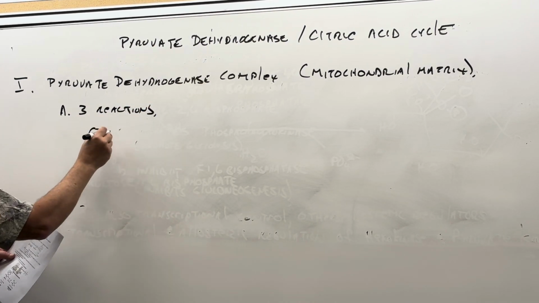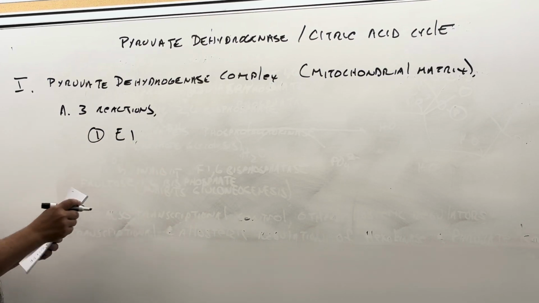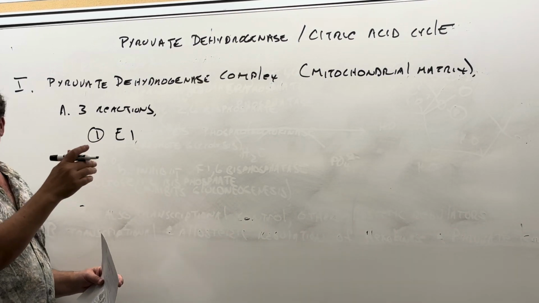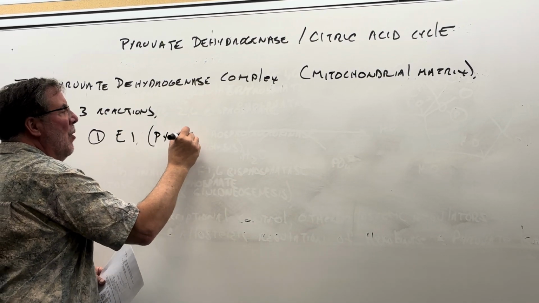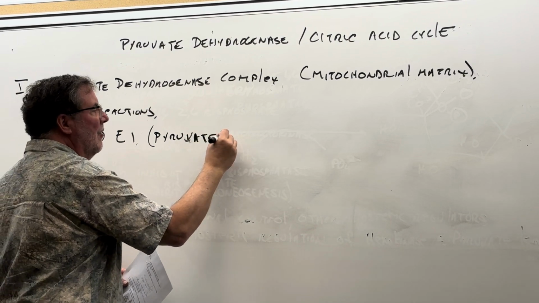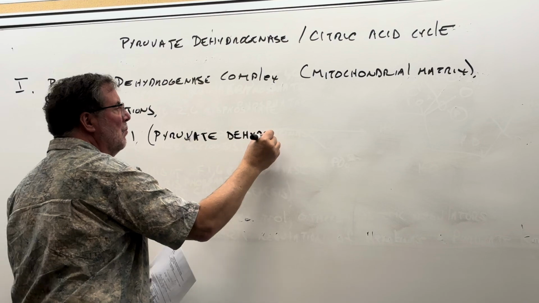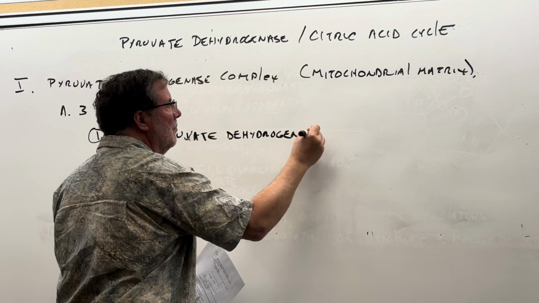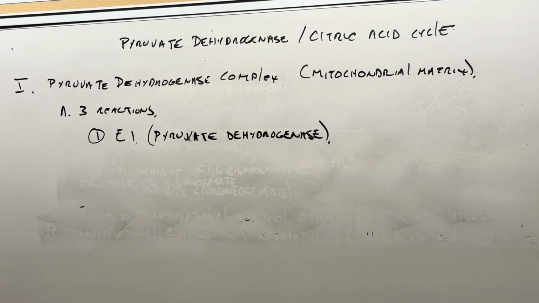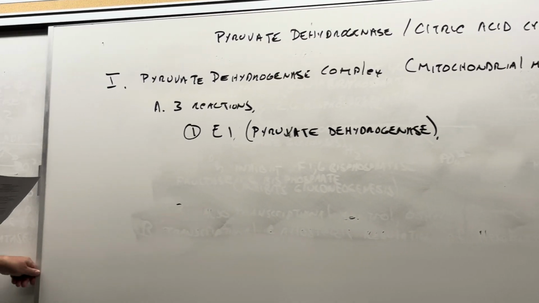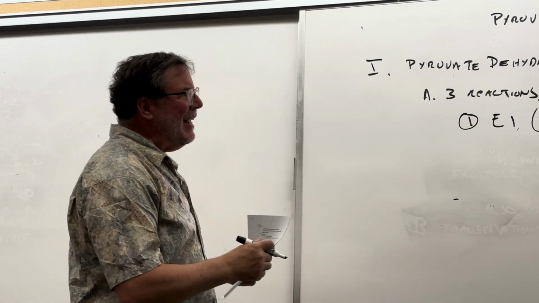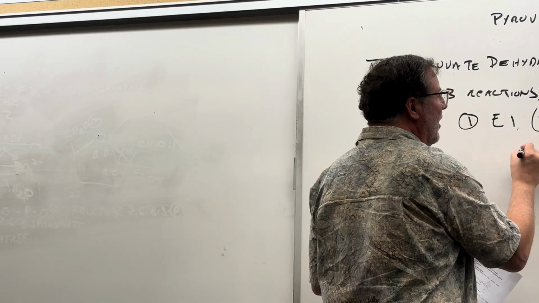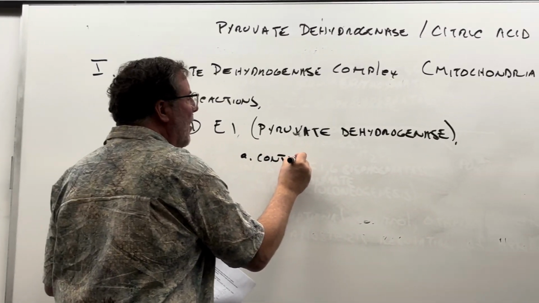The first one, which is known as E1, and this is where it gets a little bit confusing, is also known as pyruvate dehydrogenase. So it's the pyruvate dehydrogenase within the pyruvate dehydrogenase complex. Okay, again, there's a lot of cofactors in this. It contains thiamine pyrophosphate.